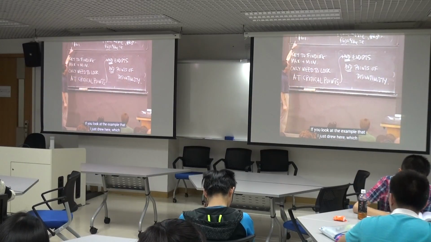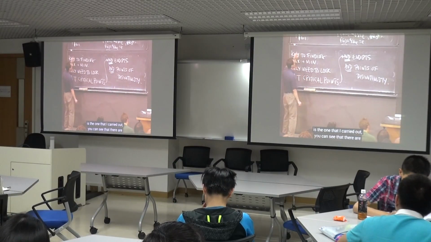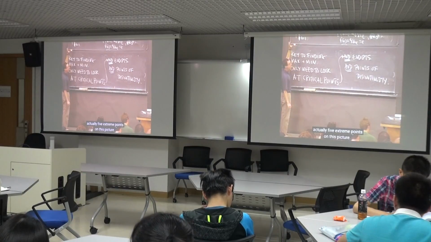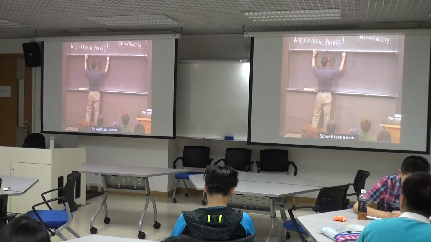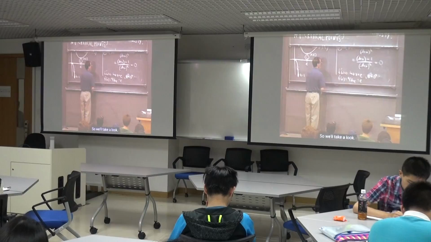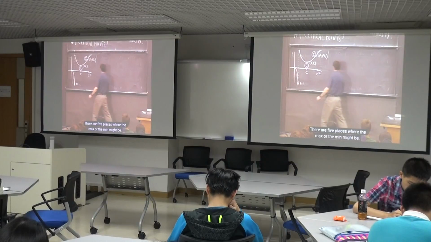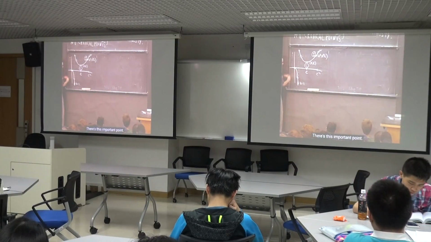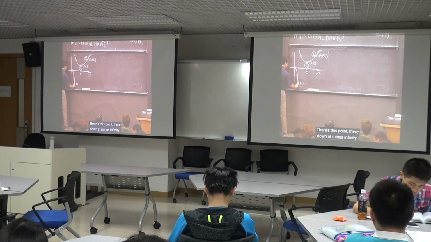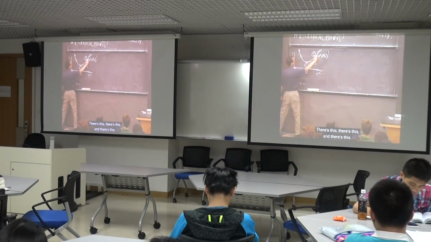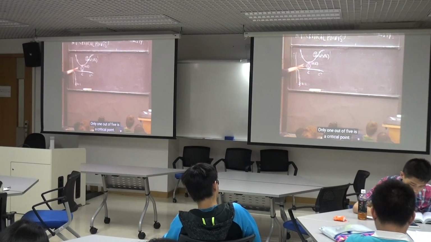If you look at the example that I just drew here, which is the one that I carried out, you can see that there are actually 5 extreme points on this picture. So let's switch. We'll take a look. There are 5 places where the max or the min might be. There's this important point. This is, as I say, the scaffolding of the function. There's this point, there's down at minus infinity, there's this, and there's this. Only 1 out of 5 is a critical point.